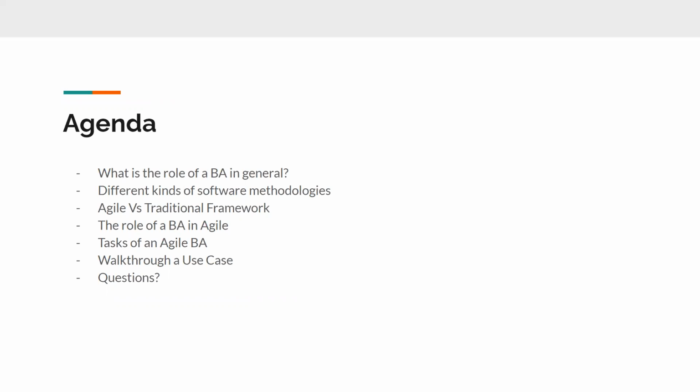And then once we get into that flow, we'll get an understanding of the role of a BA specifically in the Agile framework, and get into the tasks of an Agile BA. I would also like to walk through a use case to give you an example of what a week in the life, or a day in the life, or a project effort would be for a BA. So we'll walk through a use case.